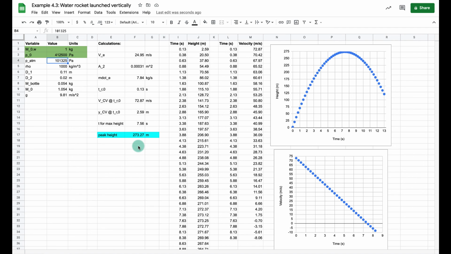And there were a few others, right? So we assumed the pressure would stay relatively constant within the bottle, but we know it's probably going to drop a little bit as the water's pushed out. We also used Bernoulli there, which assumes frictionless, and we know we would have some friction. So we would expect the height to be less than this peak height we calculated here, but this is still a really valuable exercise as an engineer, as a designer, to get a rough sense for what this height is going to be.